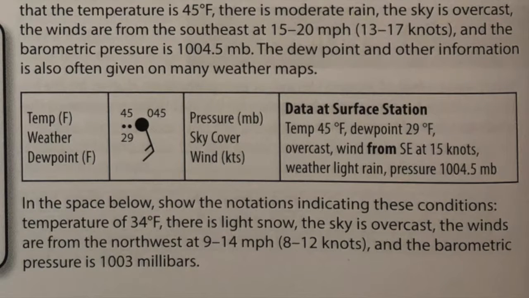Note that the temperature is about 45 degrees Fahrenheit. There is a moderate rain and the sky is overcast. The winds are from the southeast at 15 to 20 miles per hour, or 13 to 17 knots, and the barometric pressure is about 1004.5 millibars. The pressure notation may give the last 3 numbers only. Additional information may be given on some weather maps.